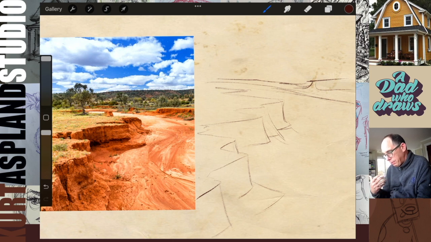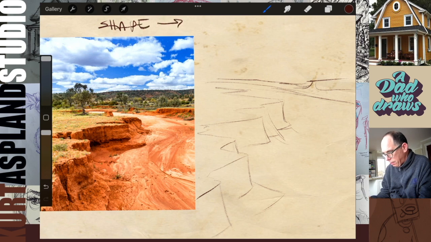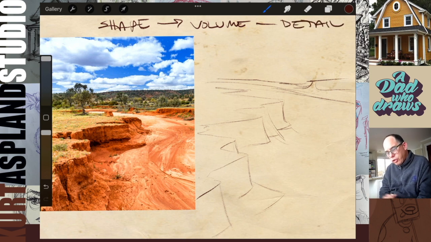We've also even gone beyond shape. So we oftentimes draw with this idea that we go from shape, volume, detail. Shape can also be replaced with gesture. We could use those terms interchangeably.